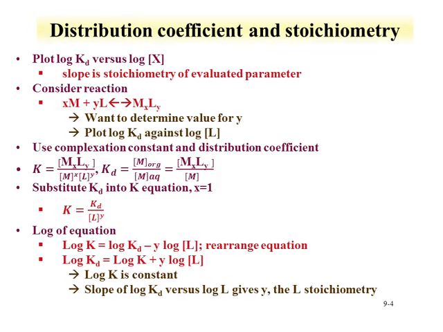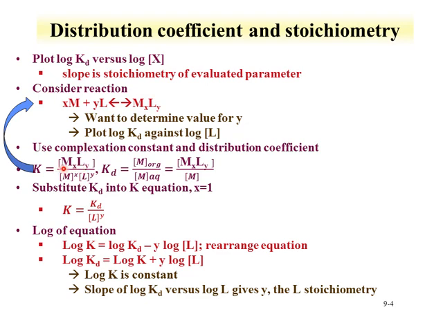As we said on the previous slide, one could use the distribution coefficient to determine the stoichiometry of a system. Consider a reaction where we have X metal plus Y ligand going to a metal X ligand Y system. And if we wanted to determine the value for Y, we could plot the log of the distribution coefficient against the log of Y. This very much just comes from using the complexation constant and the distribution coefficient. We defined the distribution coefficient on the previous slide. The complexation constant is shown here, if this is our equation, this is our chemical reaction.